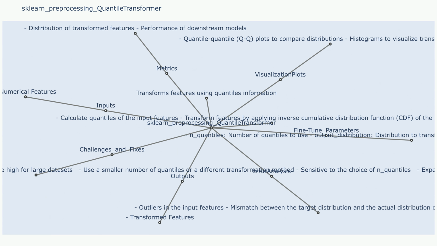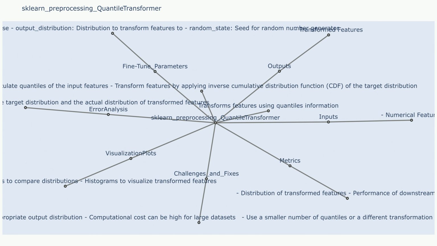Fixes to challenge 2: chunking. Process the data in smaller chunks to reduce memory usage. Sparse data representation. If the data is sparse, consider using sparse data structures to reduce memory consumption. Memory optimization. Implement memory optimization techniques to reduce the memory footprint of the algorithm.